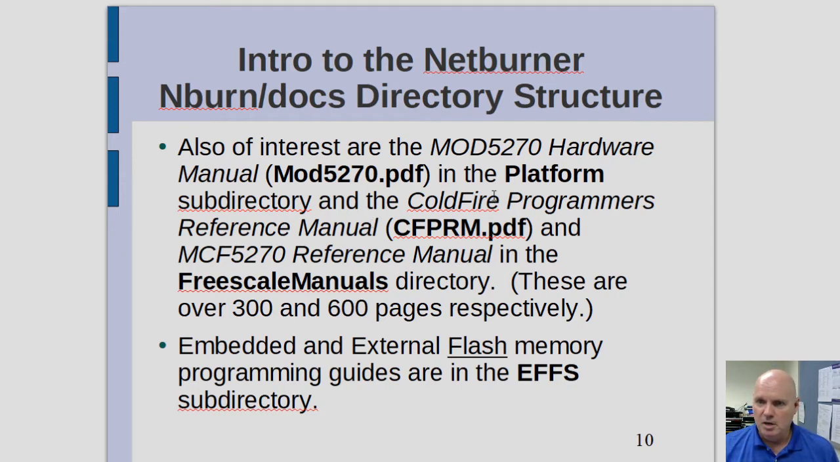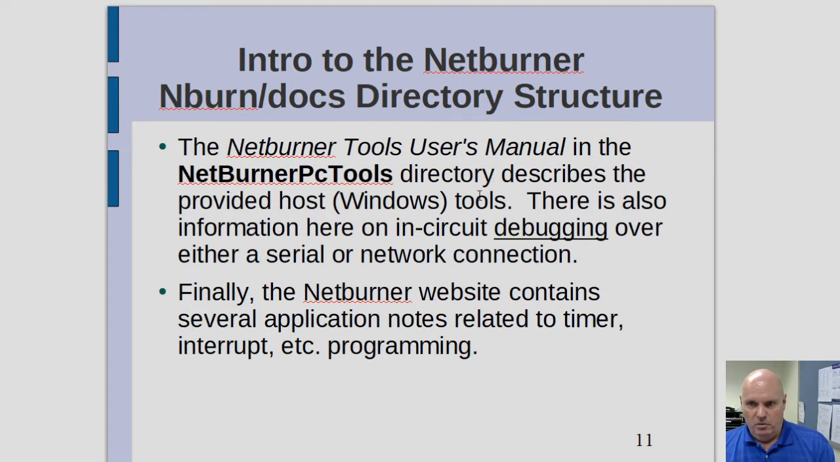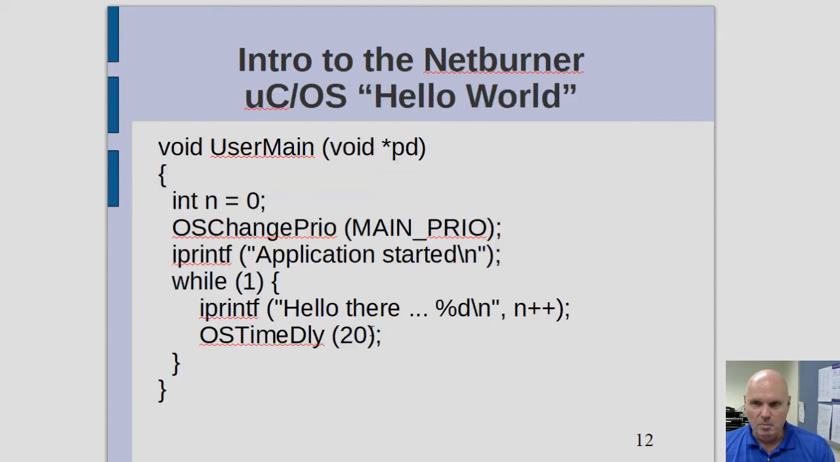Some other documentation. There's some documentation on the processor itself, and on the hardware motherboard, as well as the carrier board for the processor. And then there's a complete programmer's reference manual. It's over 600 pages, the ColdFire programmer's reference manual. There's even a manual that describes the various tools; MTTY and stuff like that are briefly described in this NetBurner PC tools manual. And then finally, you can get a lot more information on the NetBurner website.